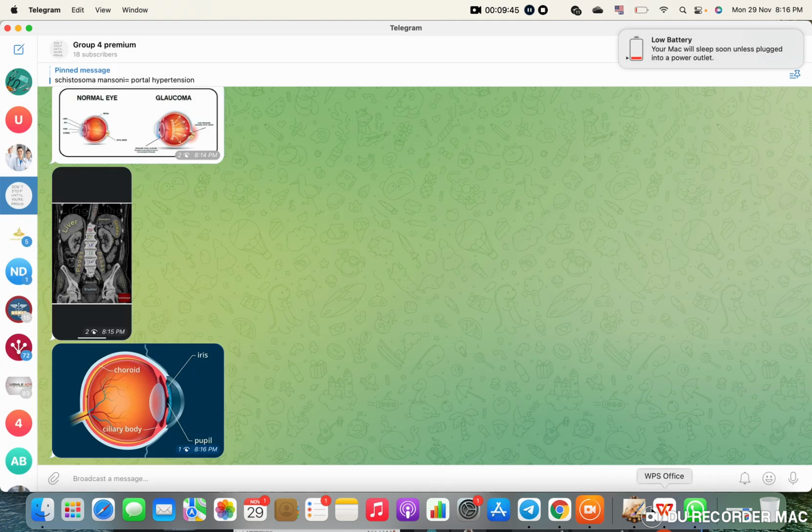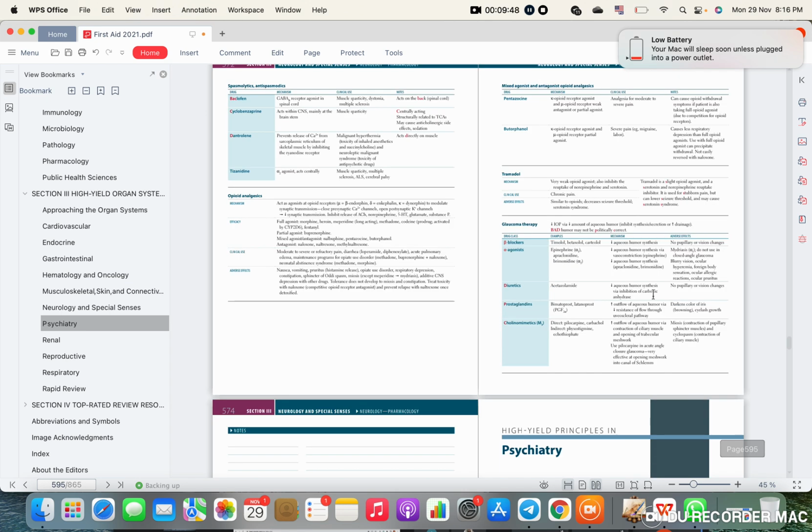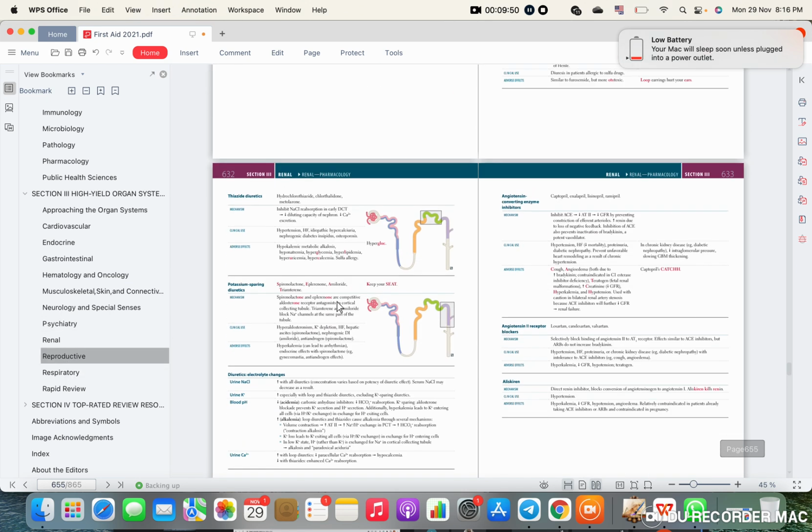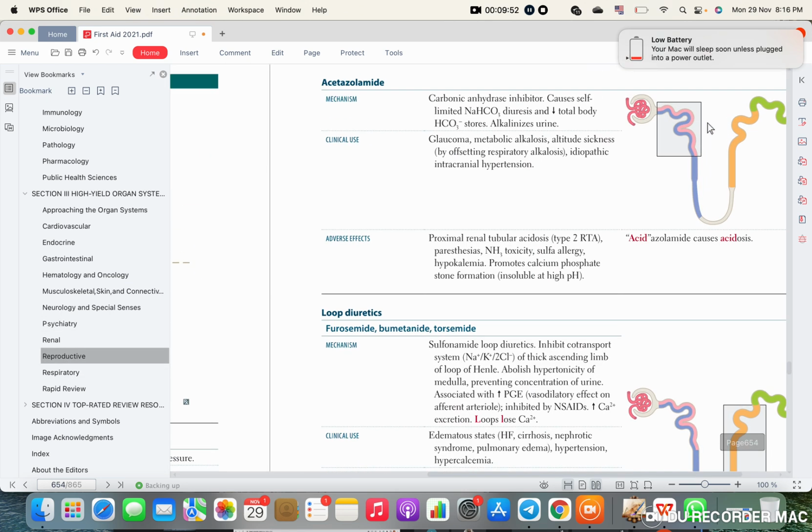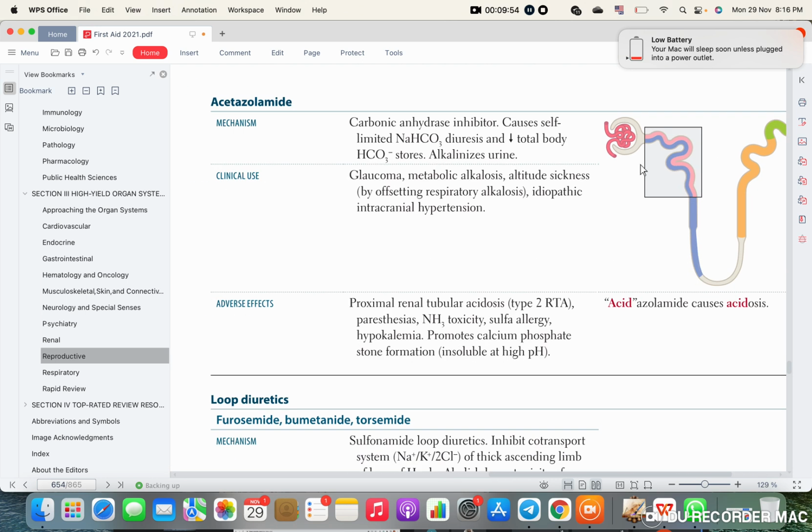Good. So the next thing, renal, going back here. Okay. So the next thing is altitude sickness. During altitude sickness, are you having tachypnea or bradypnea? Are you breathing quick or slow?